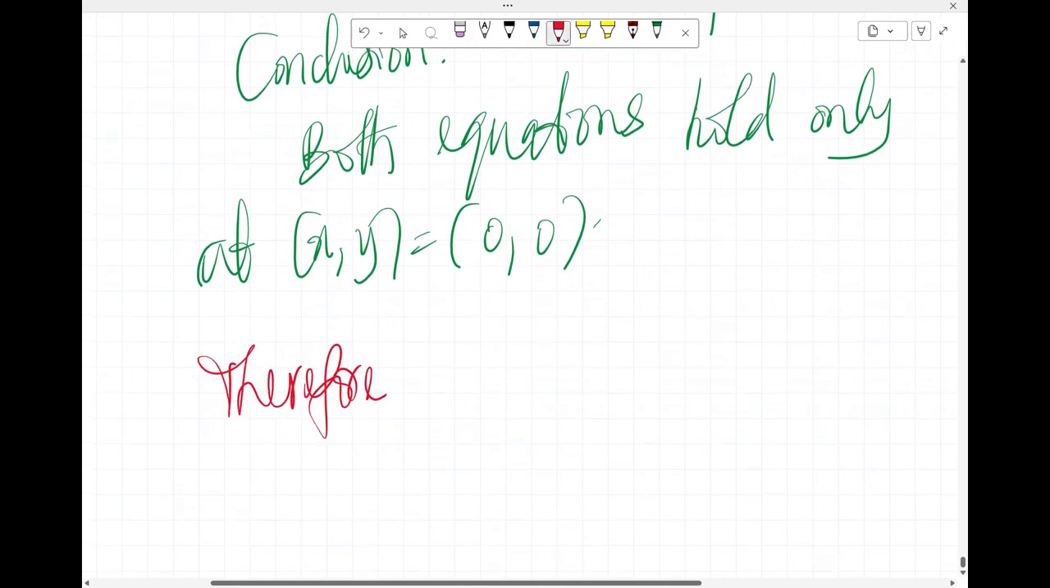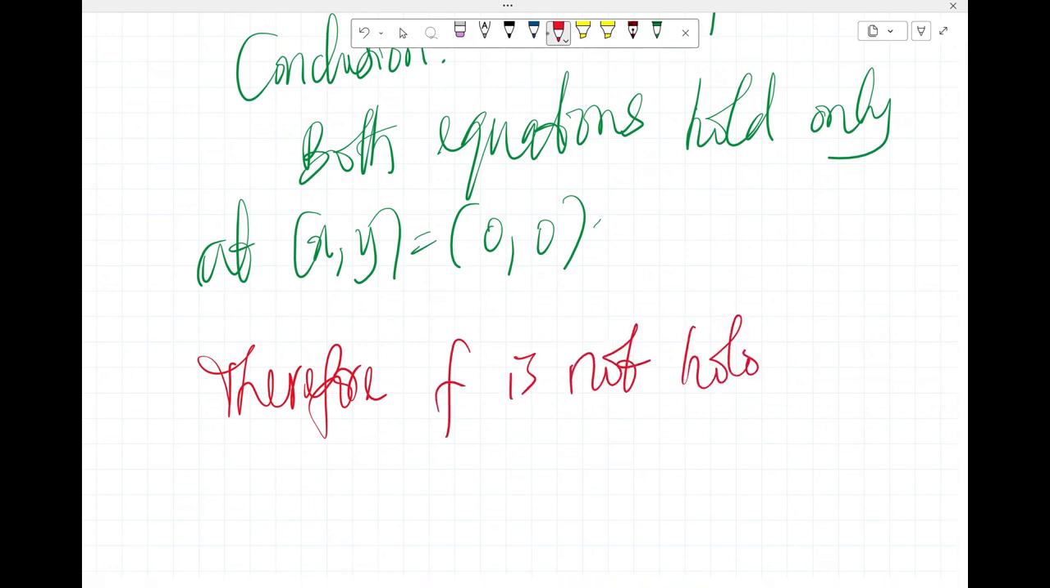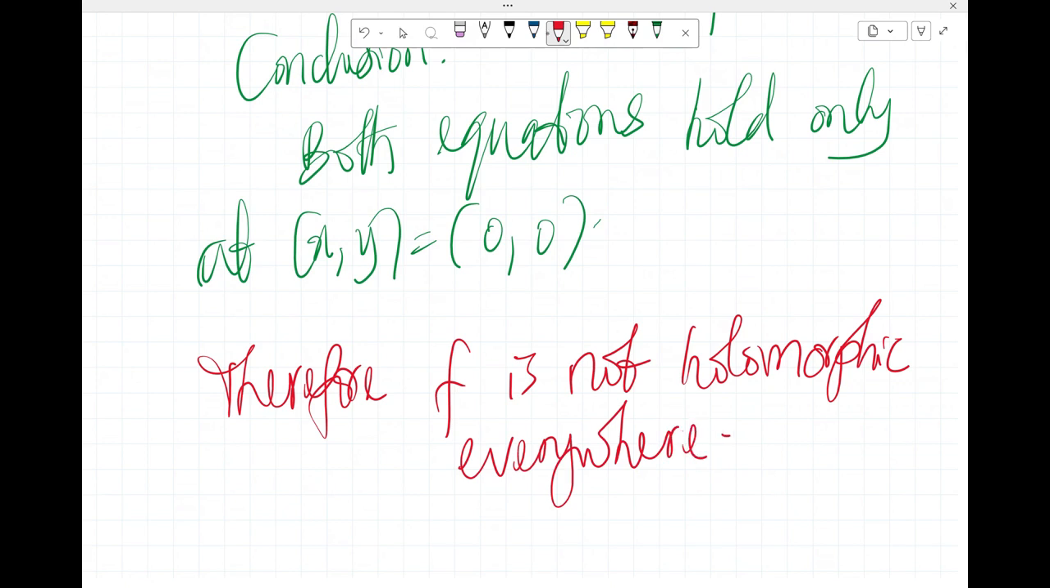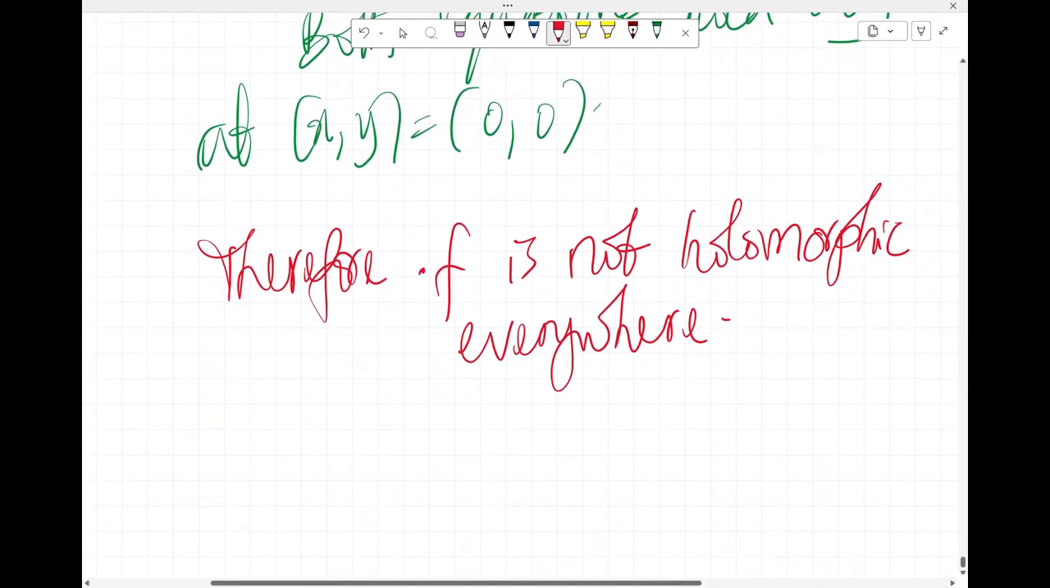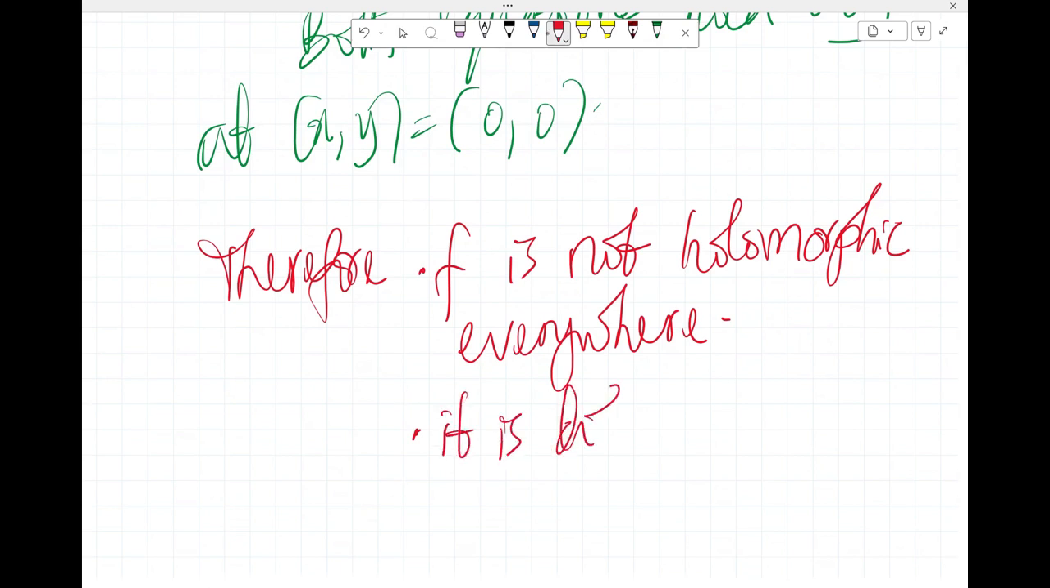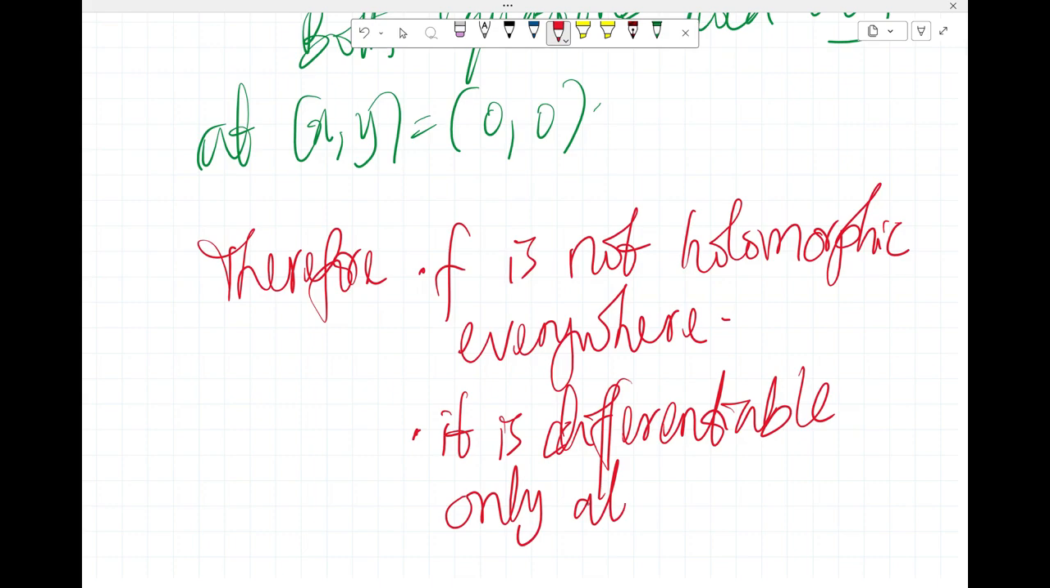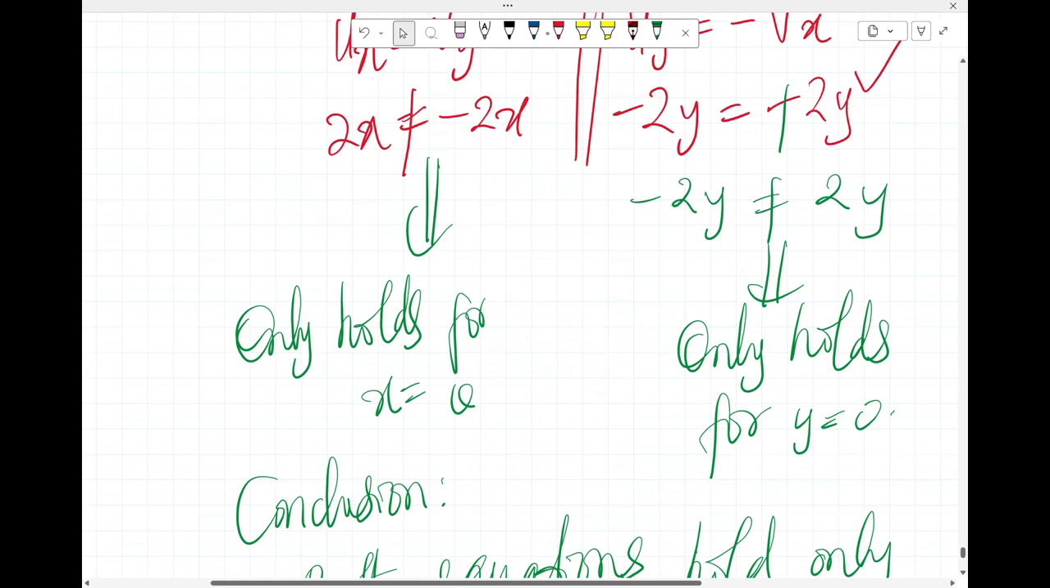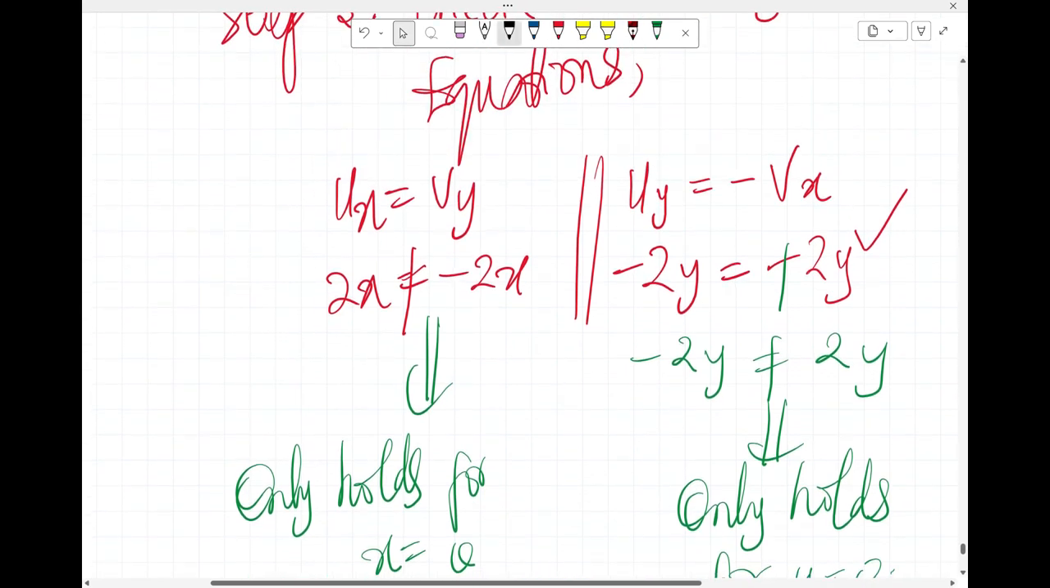Therefore, f is not holomorphic everywhere. It's not holomorphic everywhere. Then, it is differentiable only at z equals 0. Okay, we have that there. So don't forget these two.